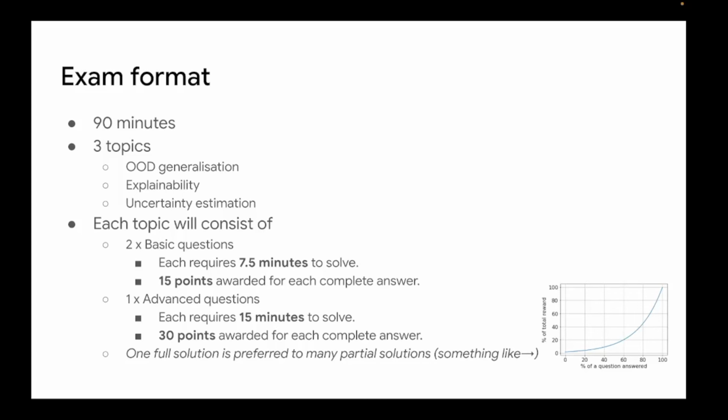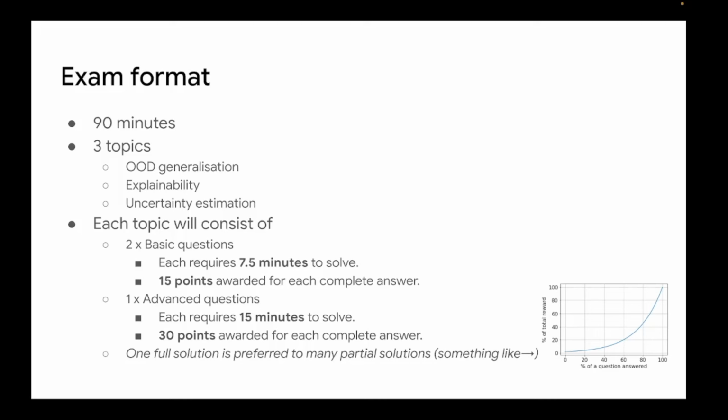Okay, a little bit more about the format. You're going to have 90 minutes. We're going to cover 3 topics: OOD generalization, explainability, and uncertainty quantification. For each topic, you'll have 2 basic questions and 1 advanced question. Those two basic questions will require 7.5 minutes each to solve, and you'll be awarded 15 points for a complete answer. For the advanced question, our advice is to use 15 minutes for that, and you'll be awarded 30 points for a complete answer.